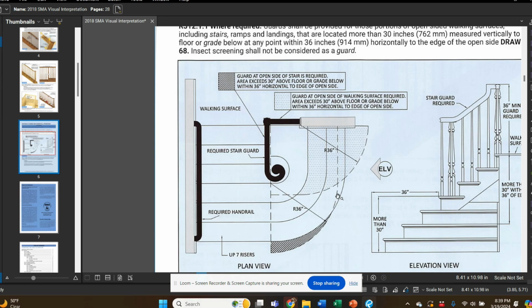So I hope this helps you understand the differences between guards and handrails, and what codes apply to each.